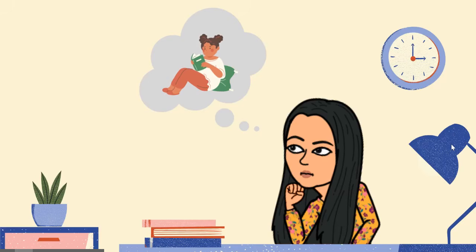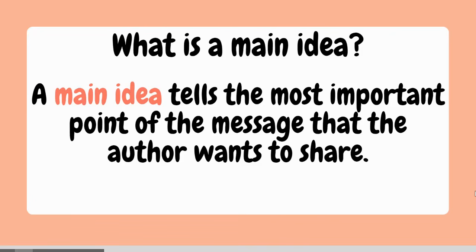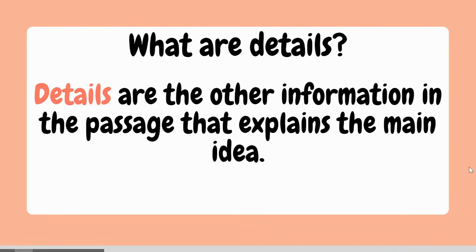Authors have a message for readers in every passage or story. Now, the main idea is the most important point of the message that the author wants to share. The main idea is usually stated in a sentence. Now, there is also other information that explains the main idea. These are known as details. Details describe the main idea and could be examples, reasons, facts, or even definitions.